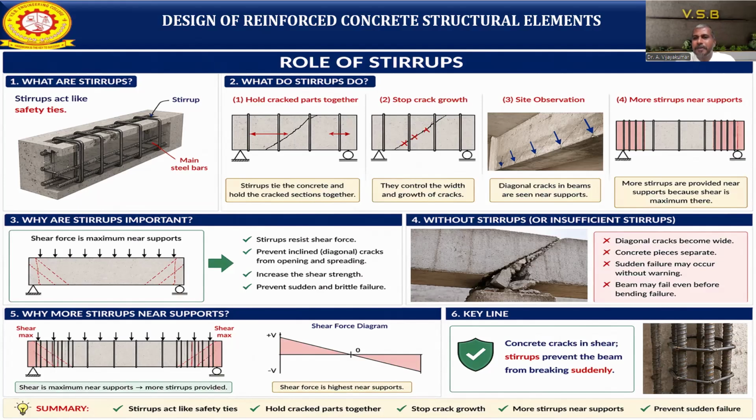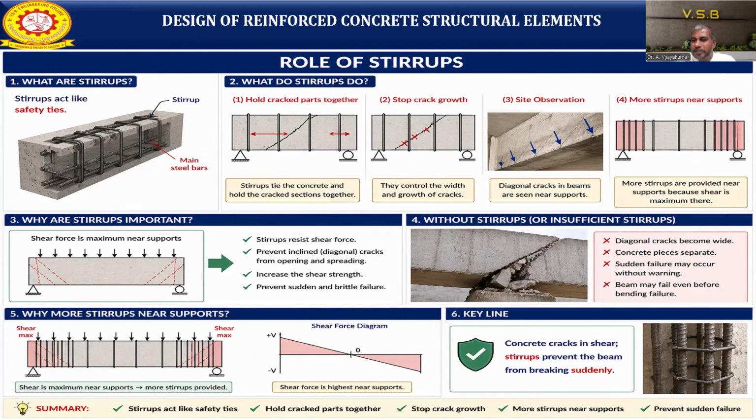If a crack has started, its growth is going to stop very easily when you are using shear reinforcement. They control the width and the growth of the cracks. So when you see the site observation, you can see diagonal cracks occurring at approximately 45 degrees from the supports. So diagonal cracks in the beam are seen near the support.